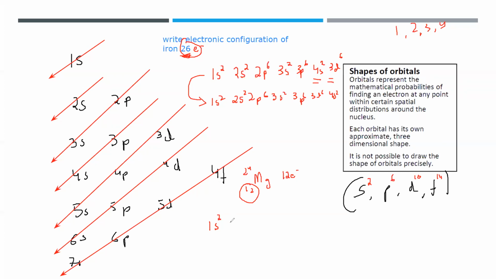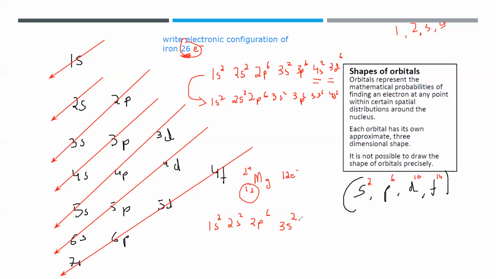Then it will be 2s. How many can it hold maximum? 2. Then it will go to 2p. How many electrons maximum? P can have a maximum of 6. So I wrote 6, and that arranges 10. Then from 2p it will go to 3s. 3s can have a maximum of 2. So this is the electronic structure of magnesium.